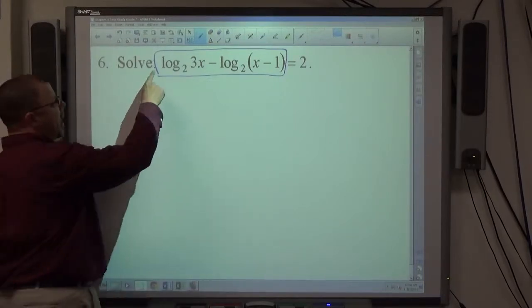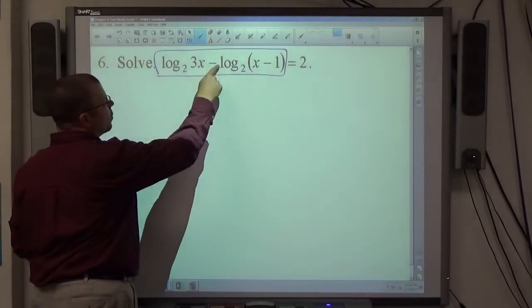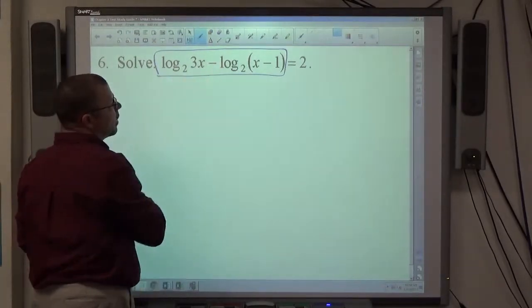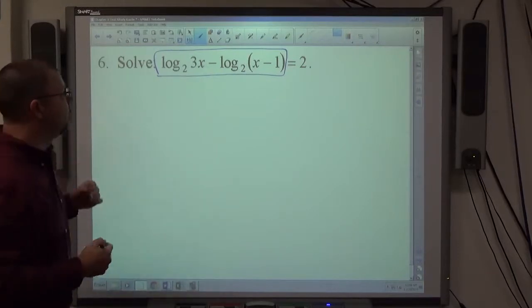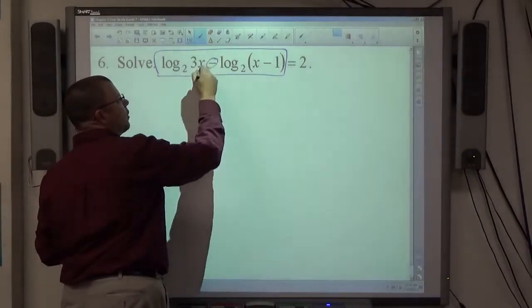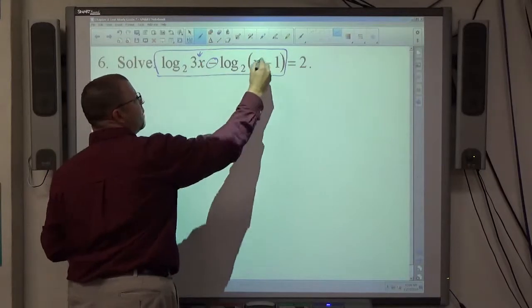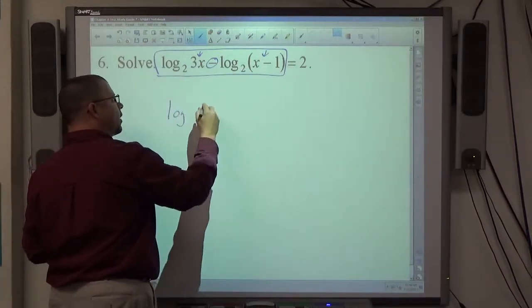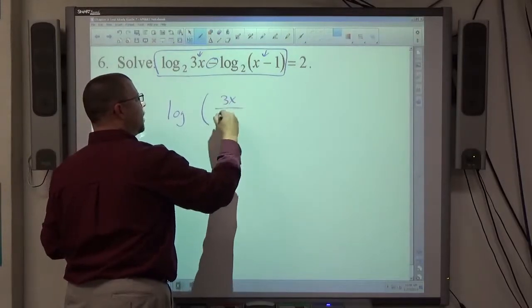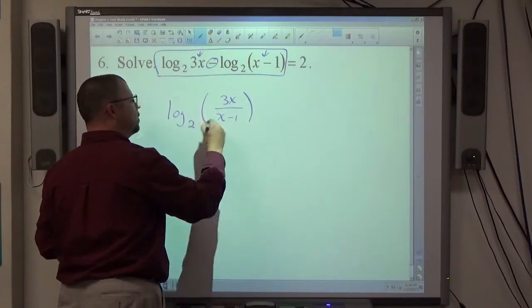First thing I worry about is powers. There are no powers. There's one log of 3x and one log of x minus 1. The other thing to consider is multiplication or division. We're subtracting the logarithms, so we take the argument of this divided by the argument of that to create one log. So log of one expression, 3x over x minus 1, base 2, is equal to 2.